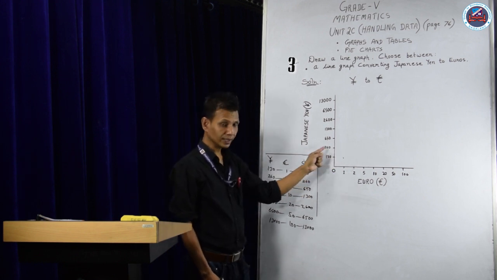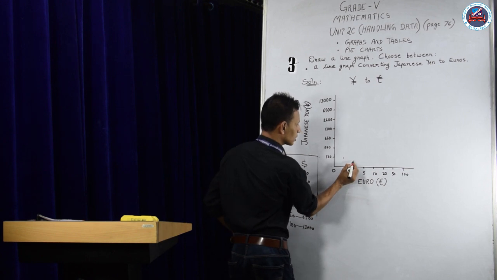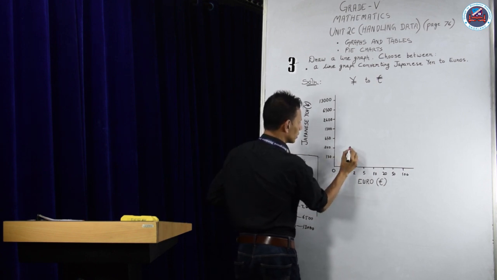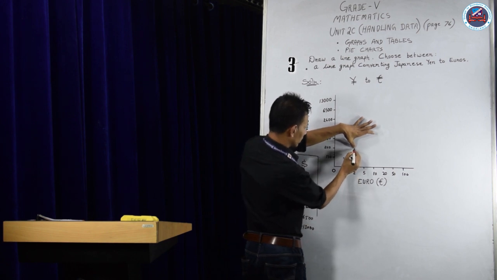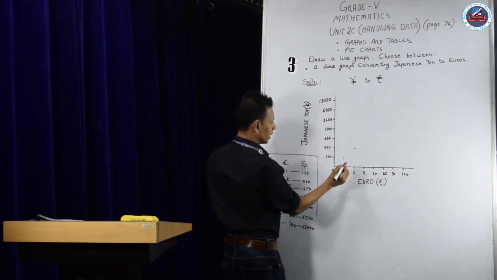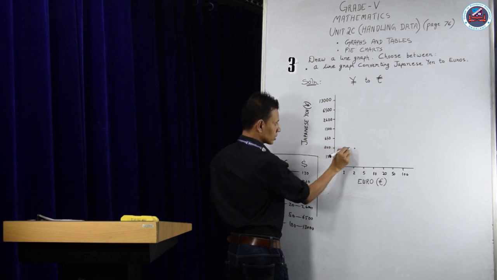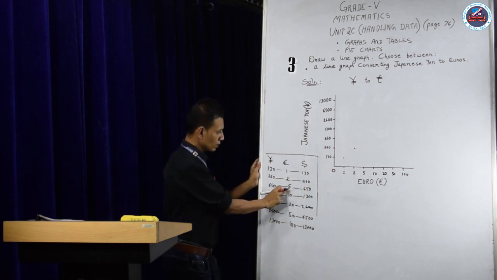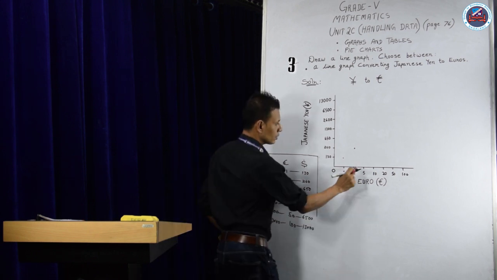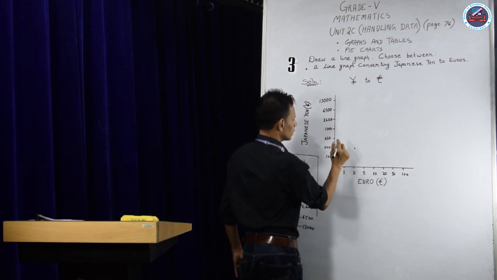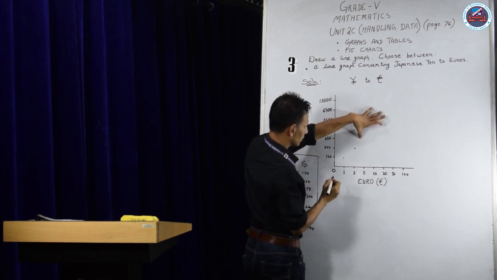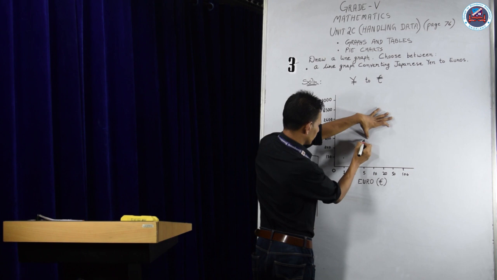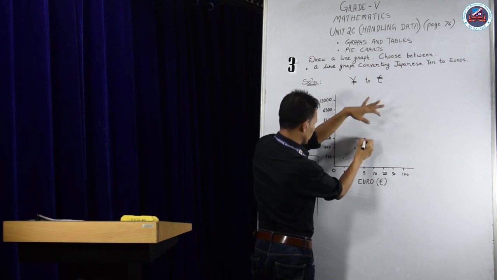So come straight in this way and check where they meet. They meet somewhere here, correct? See, 2 straight, 260 straight. 5 euro is equal to 650 Japanese yen. 650 is here somewhere. Can you see that? They will meet somewhere here.